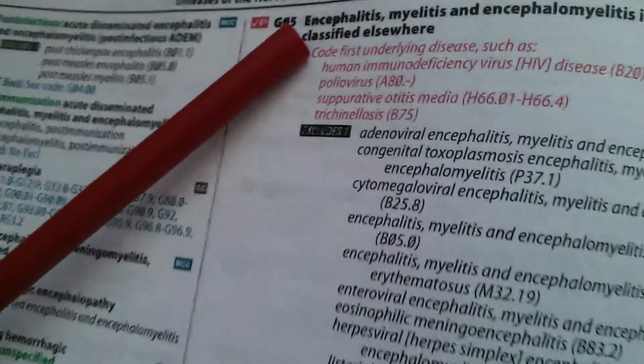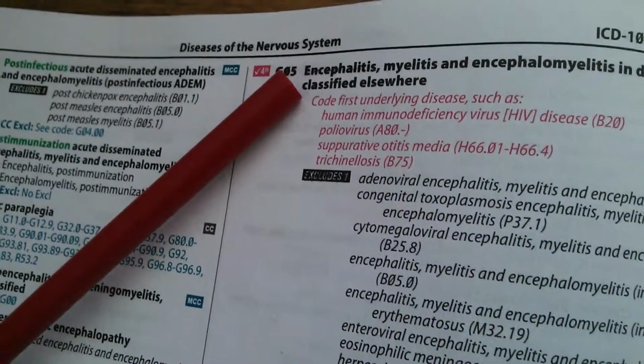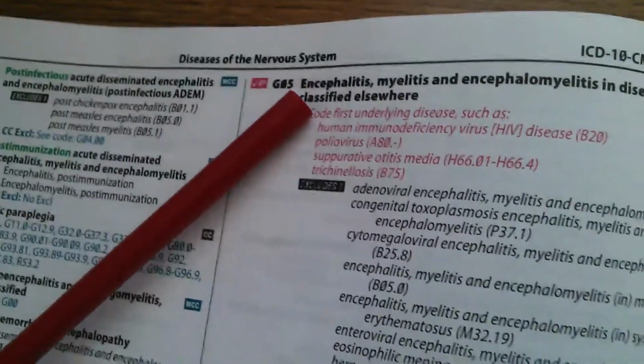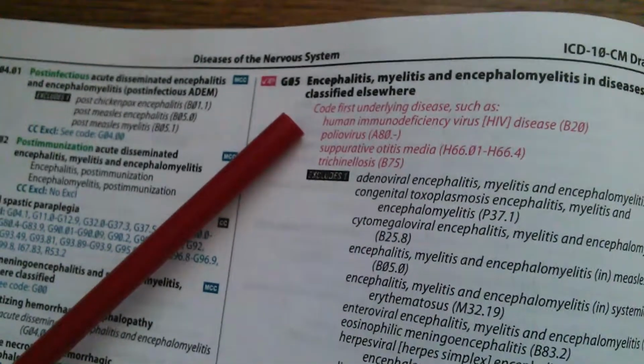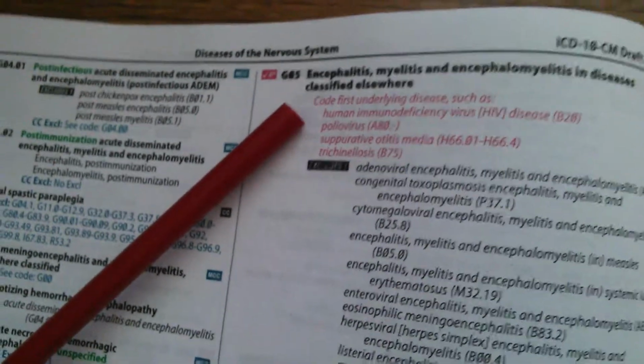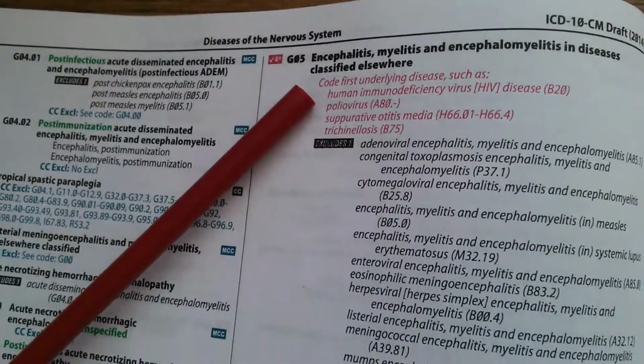So we go back to the tabular and we start by checking the infection, because we're always working with the infection. So the code for the infection is G05. So what do we do? We go to G05. And here it is: encephalitis, myelitis, and encephalomyelitis, diseases classified elsewhere. What we are worried about is encephalitis. And what is the instruction there that we get?